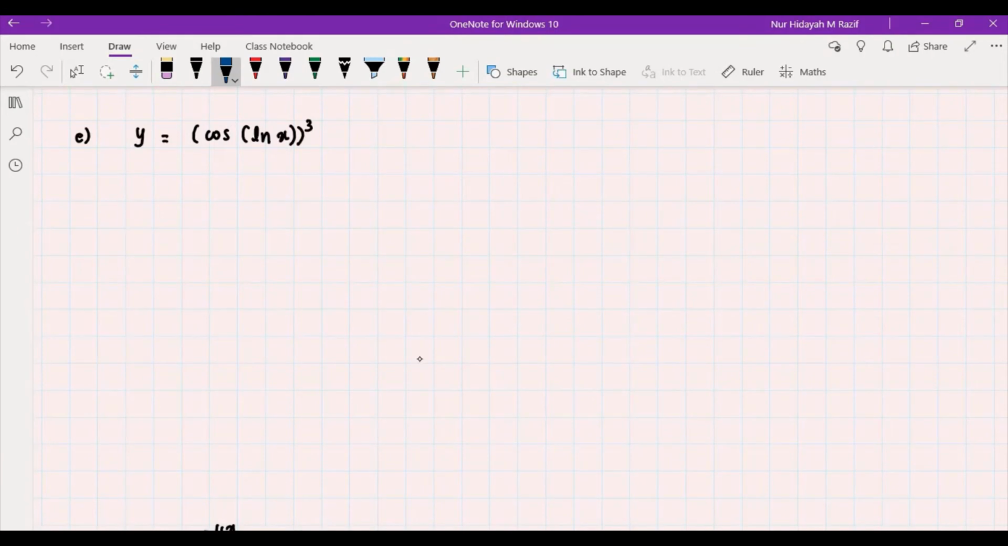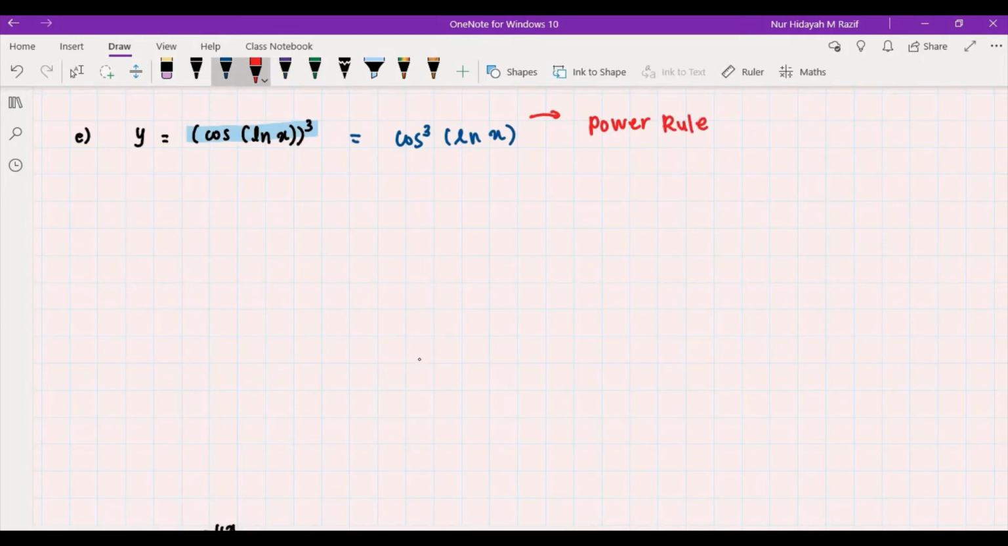So for question E, you are given in the form of y is equal to cos ln x, everything is raised to the power of 3. So please take note, this is actually the same as cos cube of ln x. But we are going to use this form, the one given in the question, to make it easier for us to differentiate. So how do we differentiate this? We are going to use power rule. Please recall what power rule says.